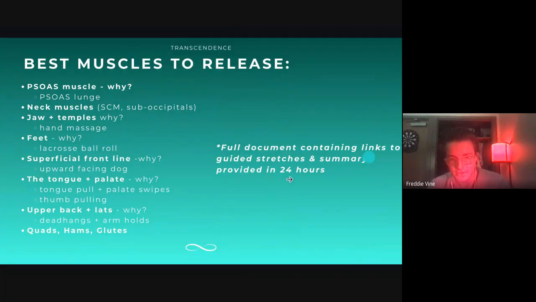And again, this will all be in the document. There'll be some images, guides, all that, but I'm just kind of introducing them to you. So I find this really great for calming the nervous system, releasing systemic tension for sure.